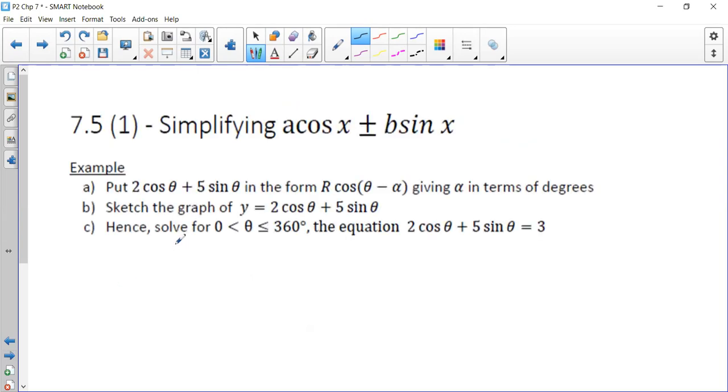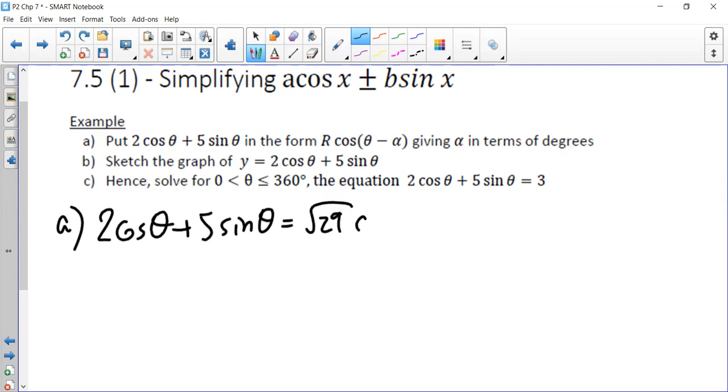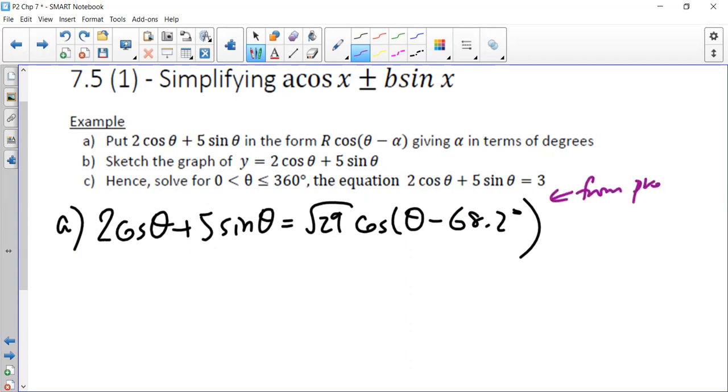Example, question A: put 2 cos theta plus 5 sin theta in the form of r cos theta minus alpha, in terms of degrees. Now, we've done this previously, so I want to save time. I'm just going to rewrite this for the sake of completion of notes: equals root 29 cos theta minus 68.2 degrees. If you want to read the notes one day and realize how you get the one line, you can just say it's from the previous example, or give the page number.